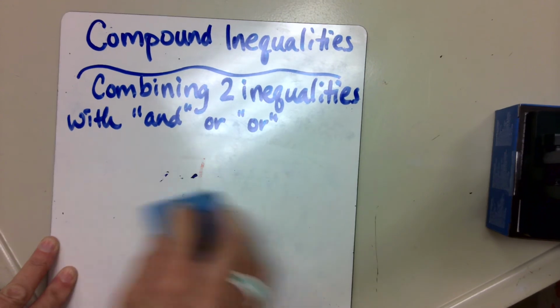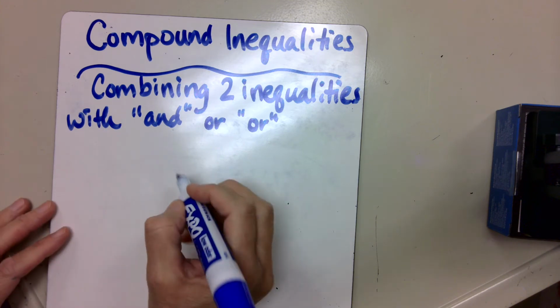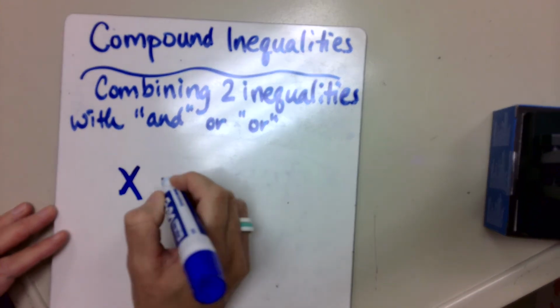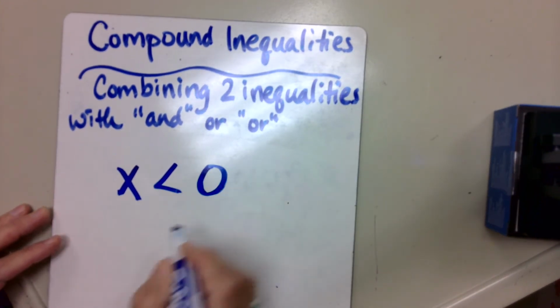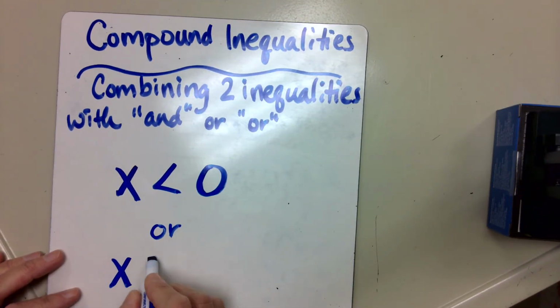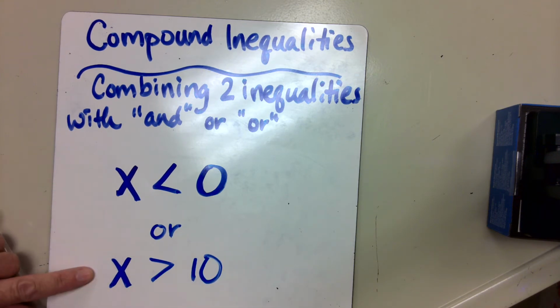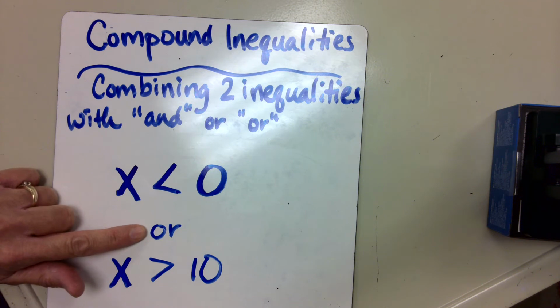Now let's try one with the word "or." The word "or" is a little bit different because we can't write it in one big sentence. So for example, let's say your x has to be less than 0, or your x can be greater than 10. Well, those are two separate sentences. They're separated by the word "or."